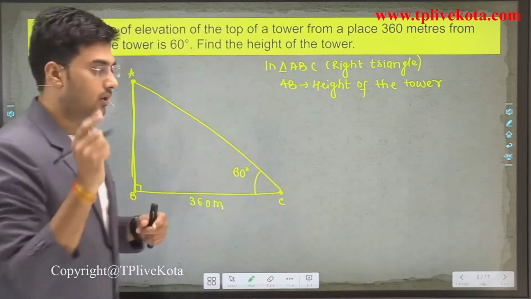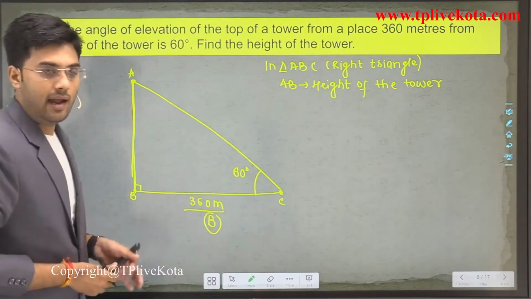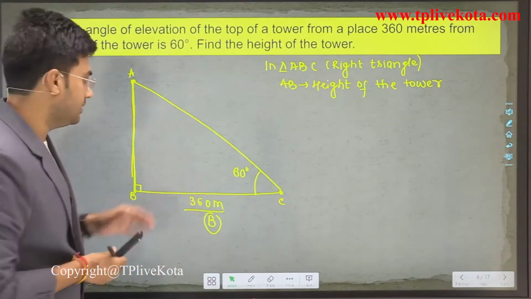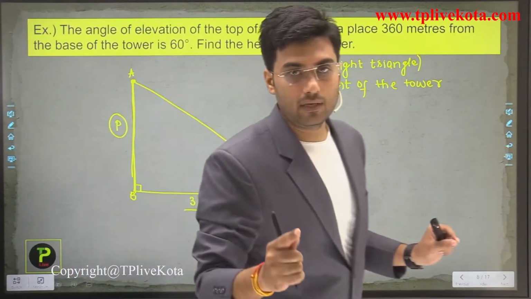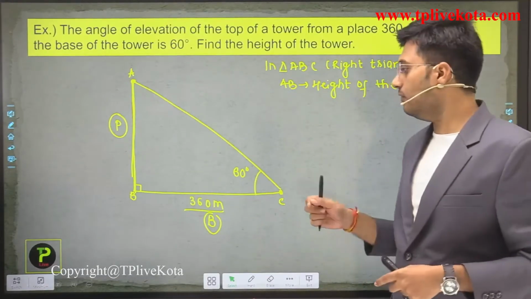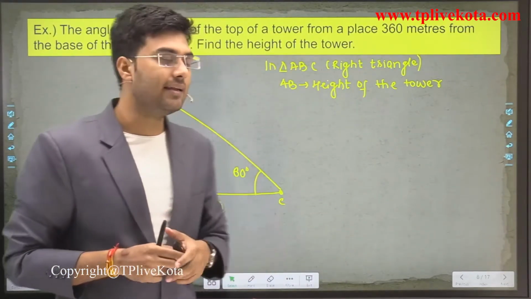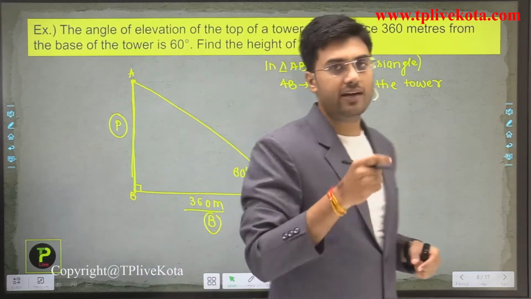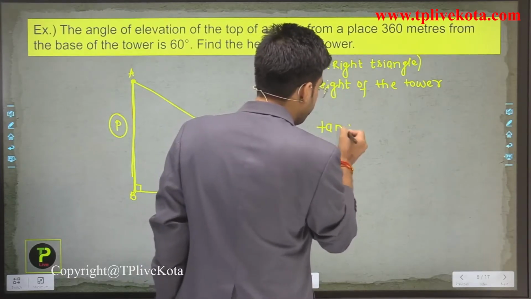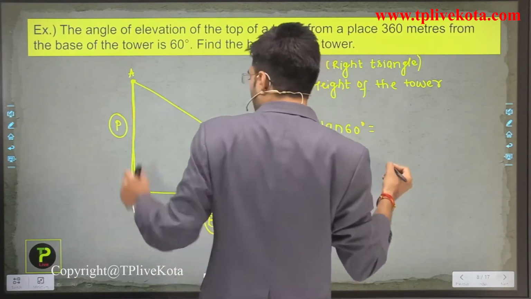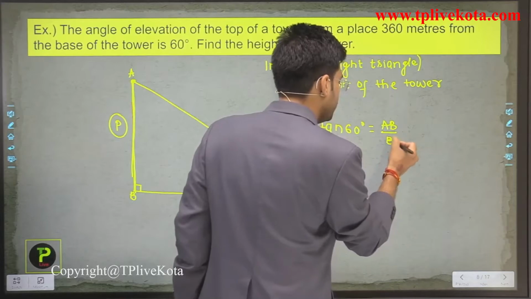Clear? Now here, this is the base, because we use this 60 degree. The side adjacent to the angle is the base, and the opposite side is the perpendicular. Here we have the base, and we have to find the perpendicular. So we use the trigonometric ratio which includes base and perpendicular. We know that tan theta is perpendicular divided by base. So let's use tan 60. Tan 60 degree is equal to AB divided by BC. Clear?